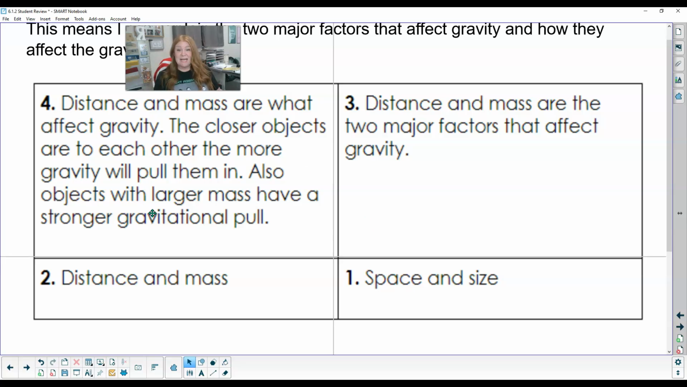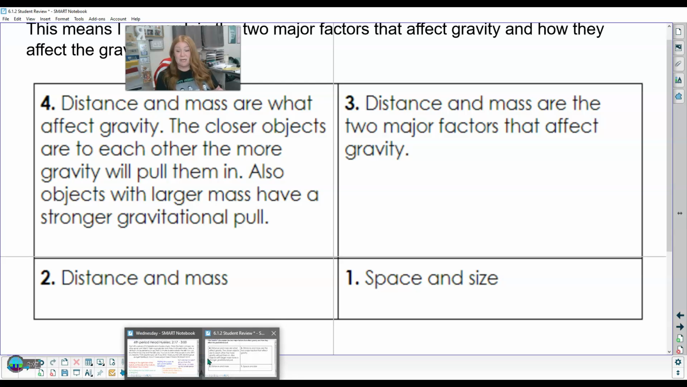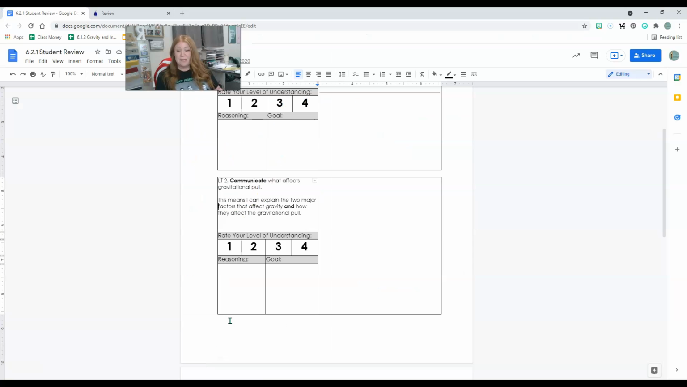So go ahead and decide which answer best represents your work here. Rate yourself 1, 2, 3, 4. We're shooting for 3s or 4s. So give me a reason. Why did you rate yourself that? Which one did you most closely match to? And then give yourself a goal for the test. Do you need to use scientific vocabulary? Do you need to study up on why mass and distance affect gravity?